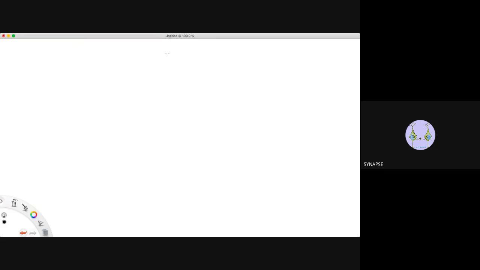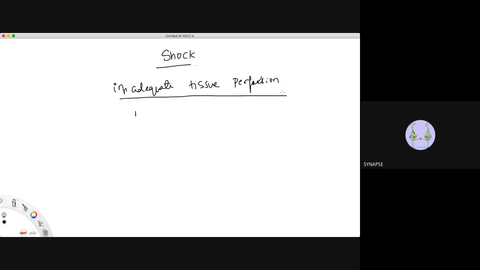So the topic for today's class is shock. This happens to be a very important topic, not only in surgery, but also in general medicine, pediatrics, and even orthopedics. So this is a general surgery topic. Starting off with the definition of shock, it is a clinical syndrome which results from inadequate tissue perfusion. So what you need to remember is inadequate tissue perfusion. That is what is important. This is the keyword here.